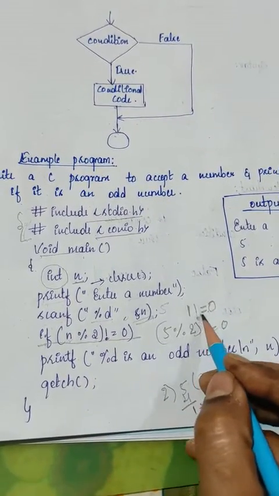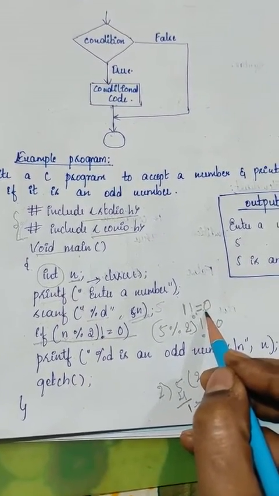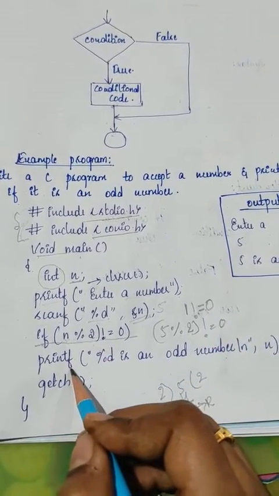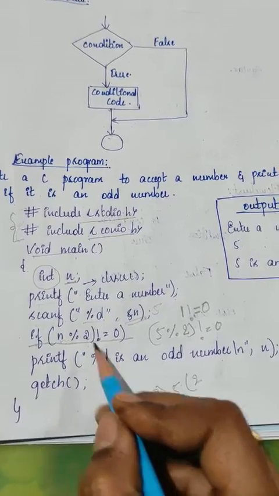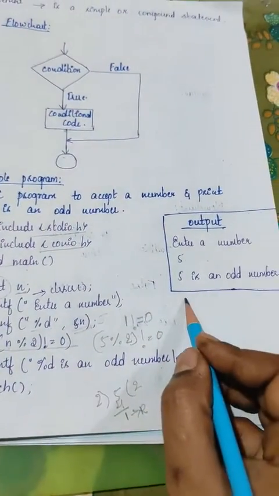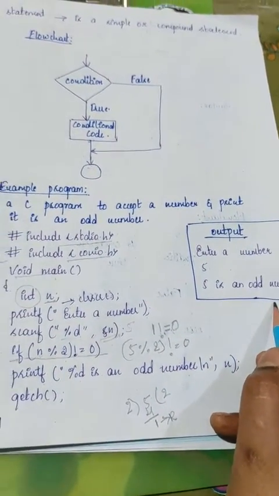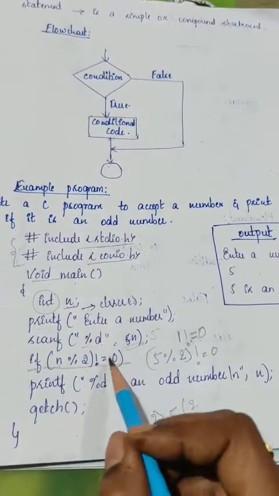So if 1 is not equal to 0, yes, 1 is not equal to 0, then what will it print? "%d is an odd number." What is my %d? What have you stored? 5. So 5 is an odd number. Got it? Once again, I'll repeat the program, students.